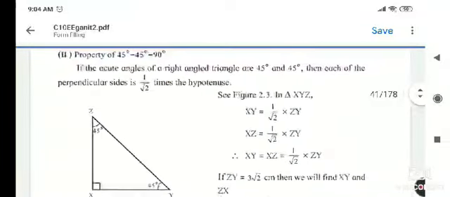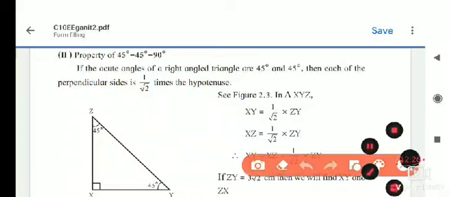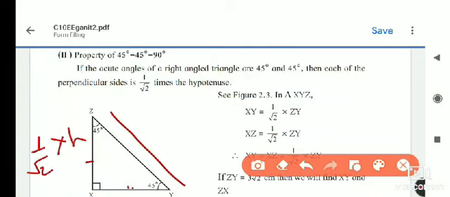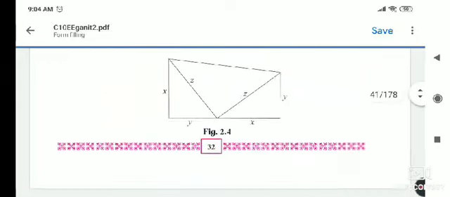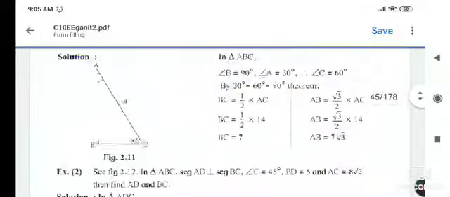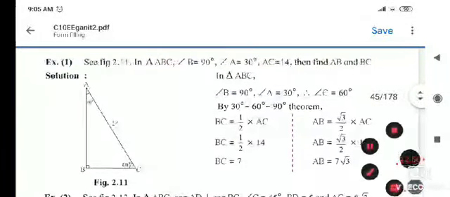The 45-45-90 theorem we also saw. Inside it, if the triangle is a 45-45-90 triangle, then XY is equal to XZ is equal to 1 upon root 2 of ZY. It means these two sides are 1 upon root 2 of the hypotenuse. So these are the things we saw, and these are the points to be remembered. Now here some examples are given.